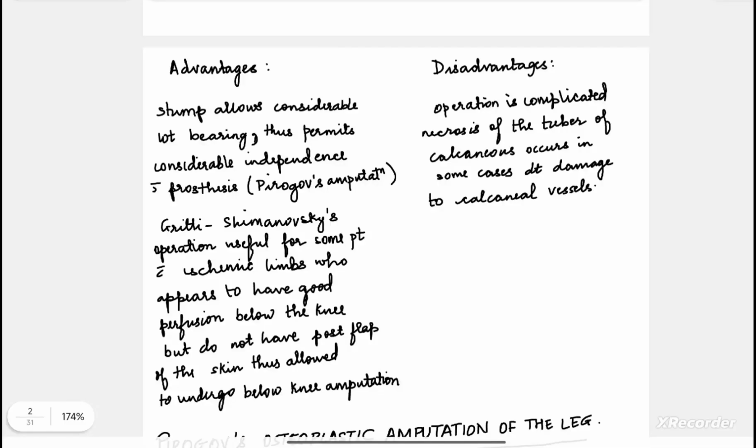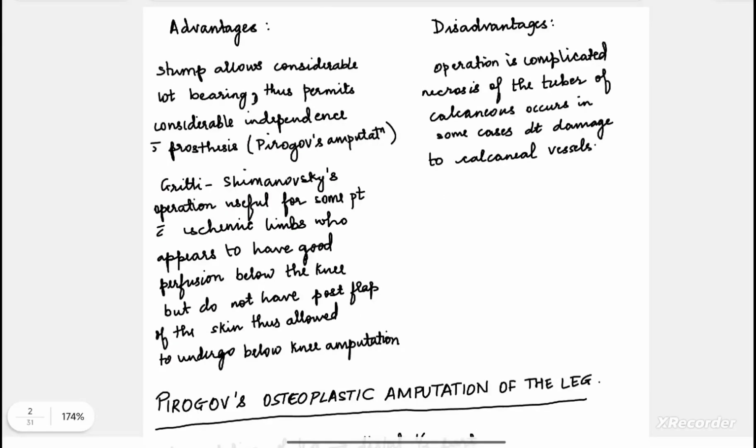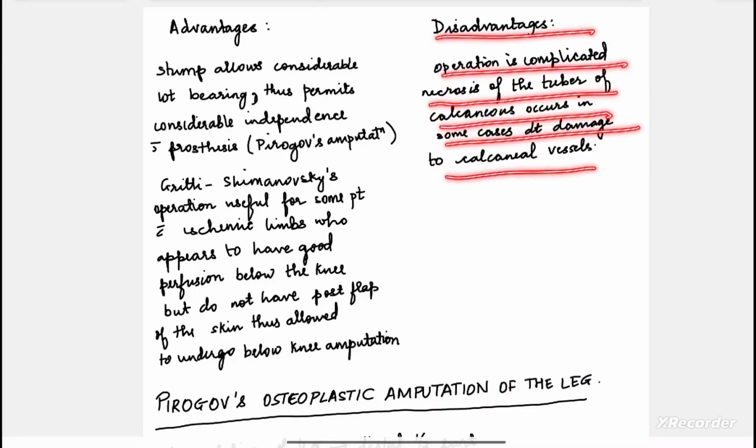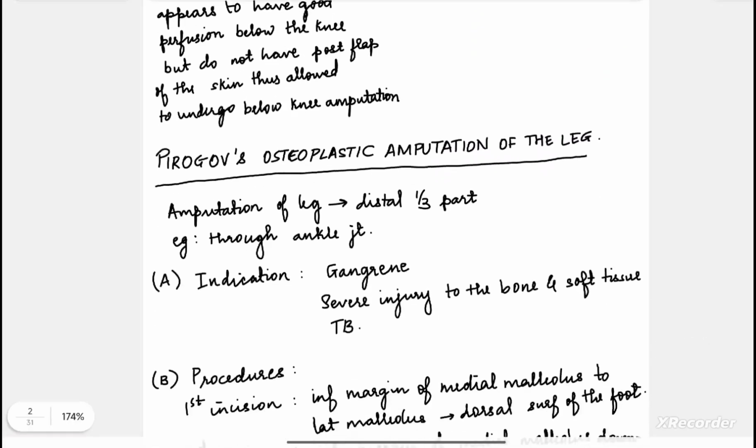What are the advantages? The stump allows considerable weight bearing, thus permits considerable independence without prosthesis. Gritti-Szymanowski operation is useful for some patients with an ischemic limb who appear to have good perfusion below the knee but do not have a posterior flap of the skin, thus allowed to undergo below knee amputation. Disadvantages: the operation is complicated. Necrosis of the tuber of the calcaneus occurs in some cases due to damage of calcaneal vessels.